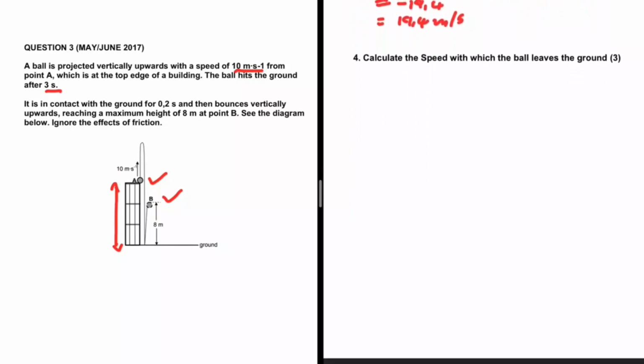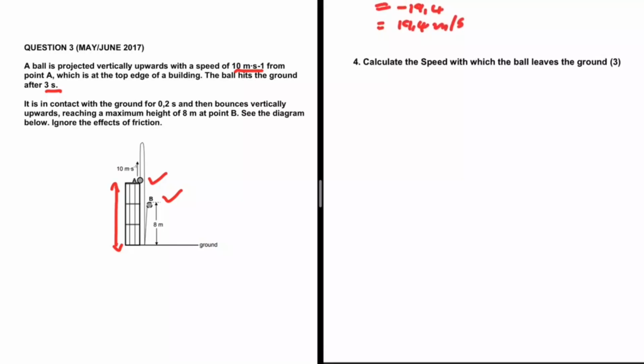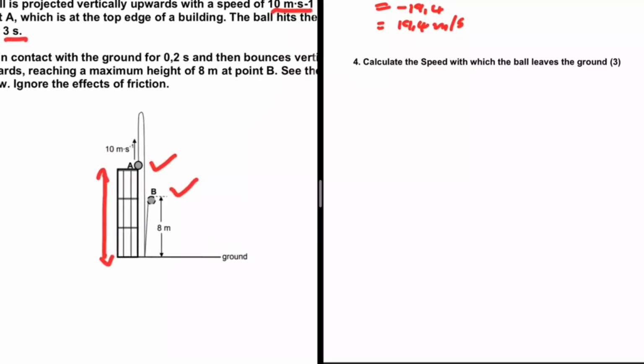Question 4. Calculate the speed with which the ball leaves the ground. Okay, so we know that our ball will strike the ground, right? And then after some time, 0.2 seconds to be specific, it is going to leave the ground and then go up until it reaches point B, its maximum height. When it reaches its maximum height, we know that we're going to have a Vf which is equal to 0. The velocity at the maximum height is 0. We're interested in Vi, the initial velocity, the velocity as it leaves the ground.